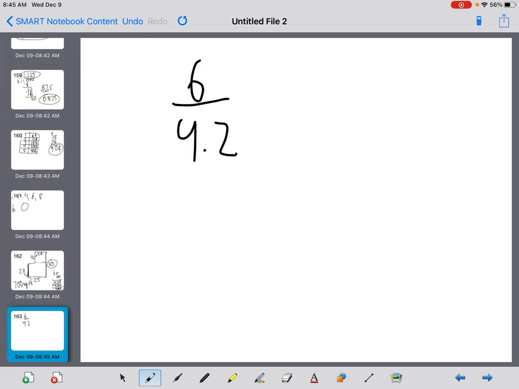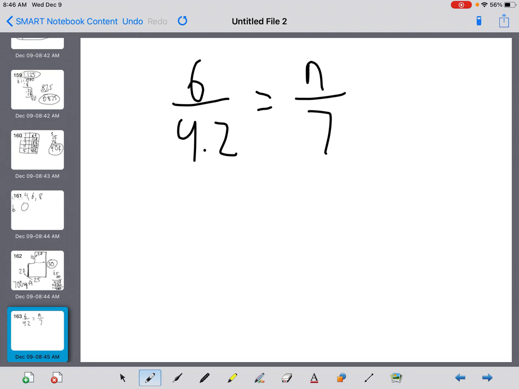Number 18, cross multiplication. I have 6 over 4.2 equals something over n. N over 7. So guys, I'm going to go like this. 7 times 6 gave me 42.